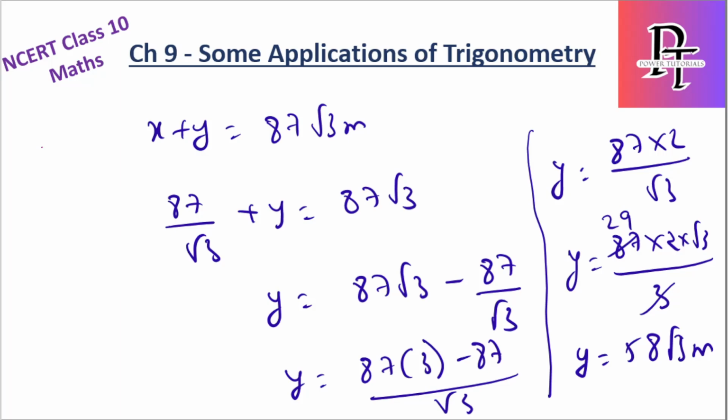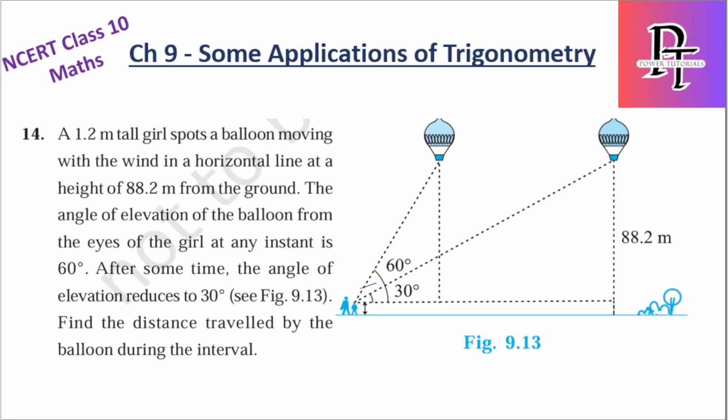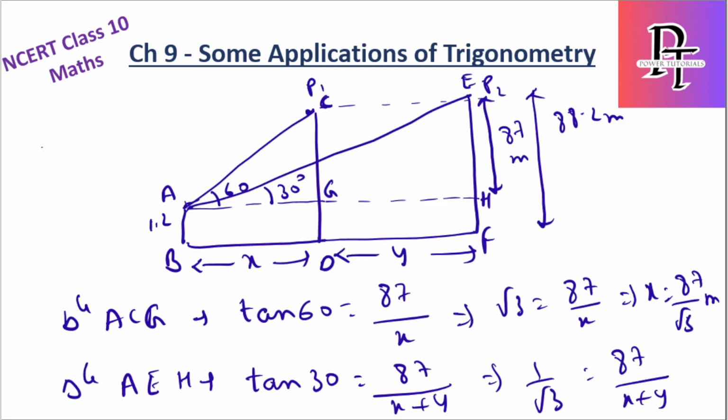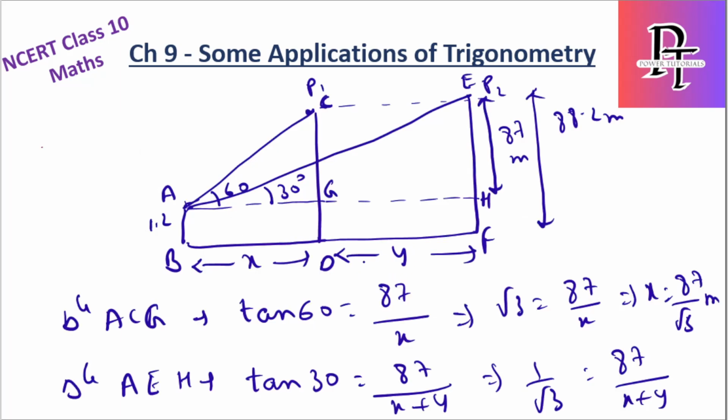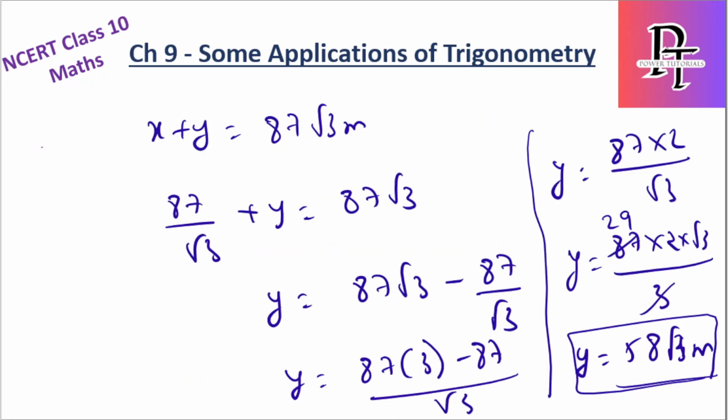That is the distance between the two ships. I got it as 58 root 3 meters. That was the same in the question. There was, what is the distance? Okay, not this. Yes, what is the distance traveled by the balloon during this interval? So this is asking the distance traveled between these two, which we assumed as Y. So the distance between the first point and second point will be 58 root 3 meters.